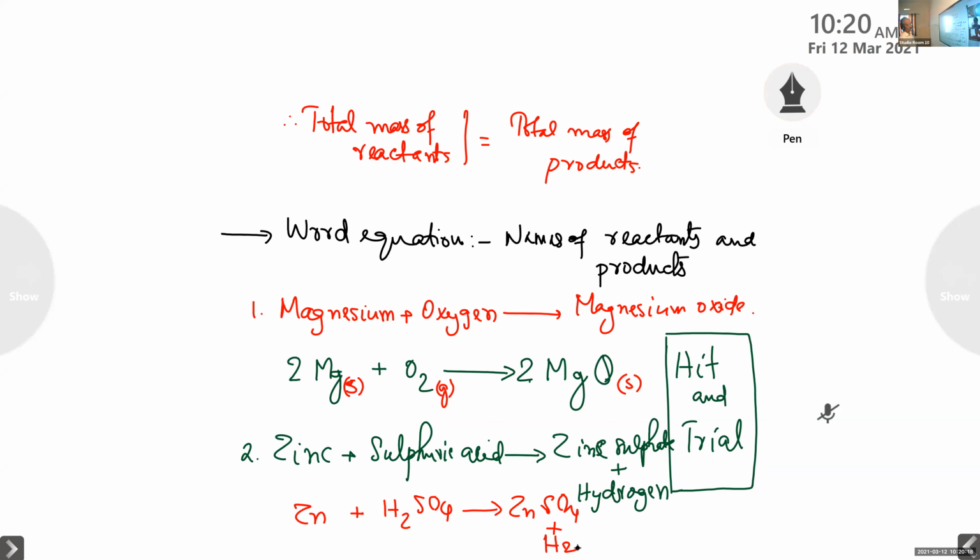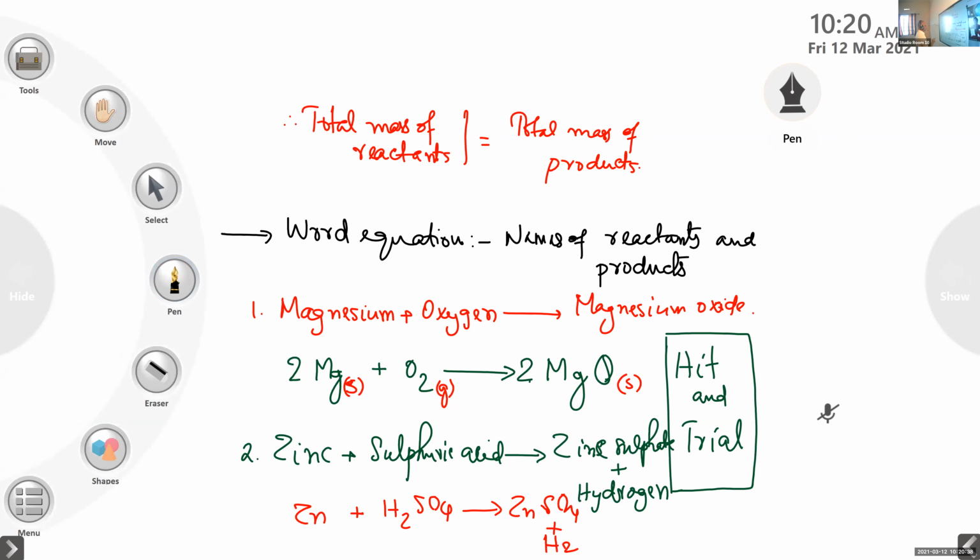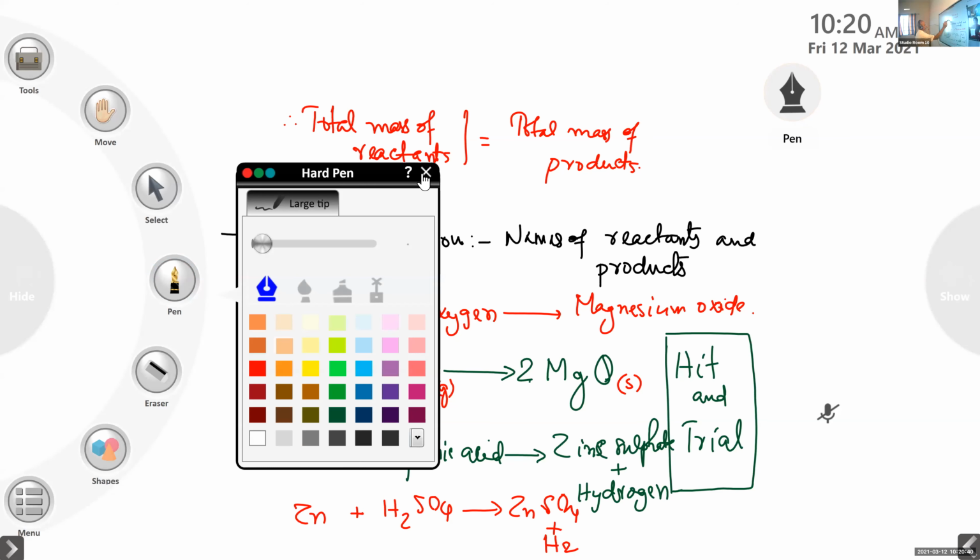That equation is balanced. In this, the state symbols are not used. If you write the state symbols, solid, liquid or gas, then it becomes a state equation. Let us try to write the state symbols also in this equation.